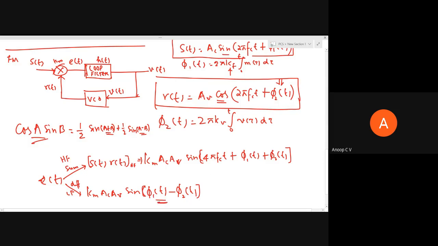So here it's high frequency and here we have low frequency. The basic idea is when you multiply two sinusoids, you will get sum and difference, right? If they are 90 degrees out of phase, we get both sine A plus B and sine A minus B, right? So this low frequency part is actually the signal of our interest.